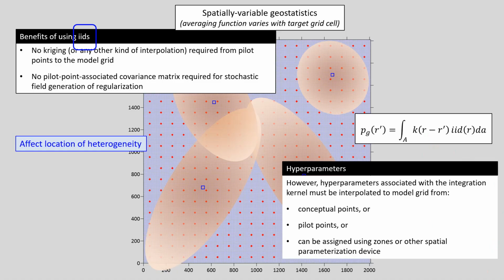The take-home message here, though, is that these IIDs, which are assigned to the pilot points, take care of where the heterogeneity is within the model domain. The hyperparameters that affect the kernel, and the kernel itself, take care of the nature, the patterns in which that heterogeneity expresses itself in different parts of the model domain.